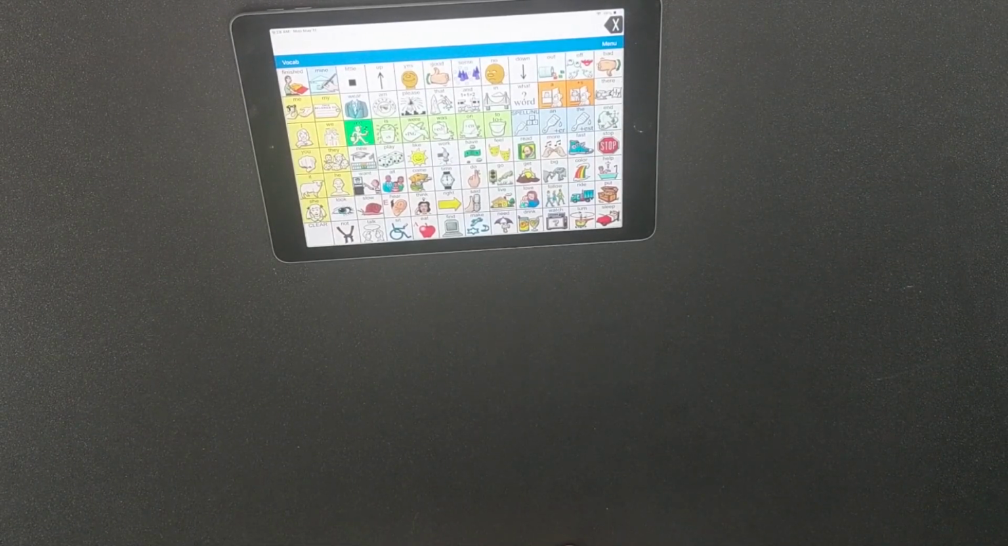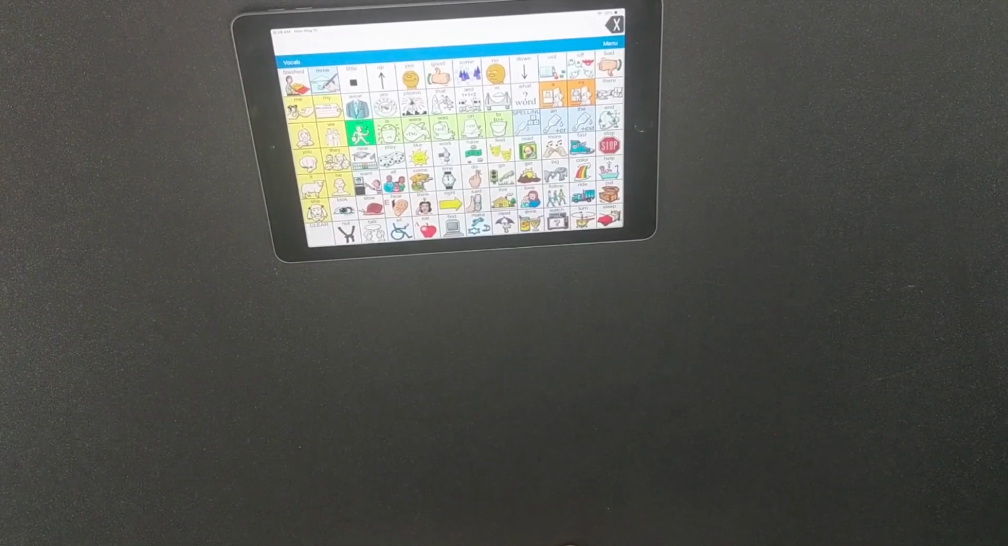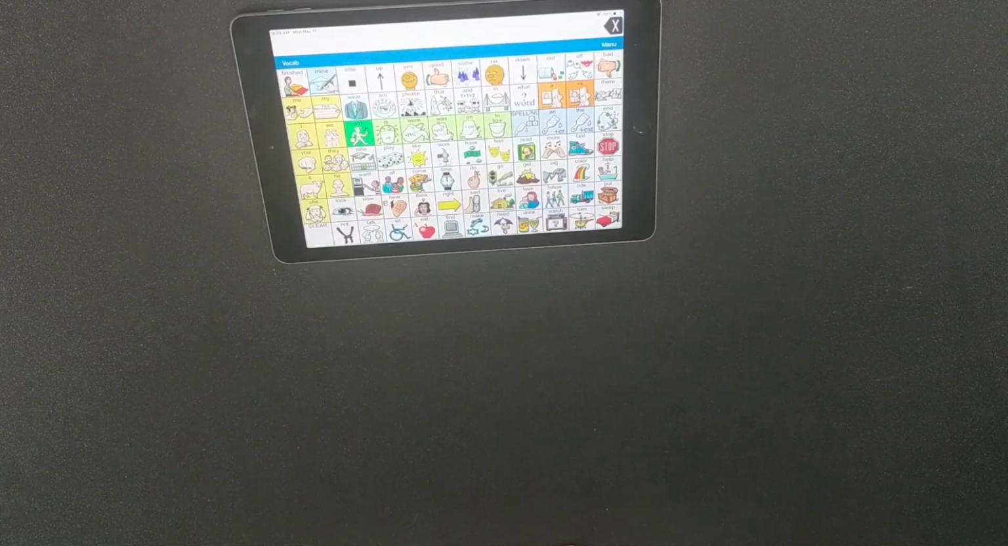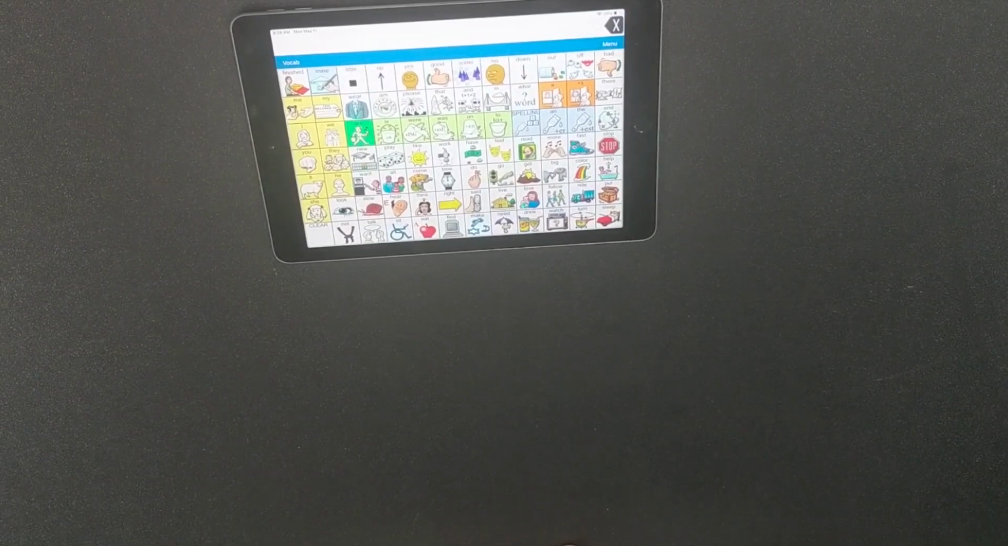Today your Monday modeling tip is what the heck is this aided language input? So there are lots of names for it. It could be called aided language stimulation. It could be called aided language input, which is how I typically refer to it in my videos. It could be called modeling.